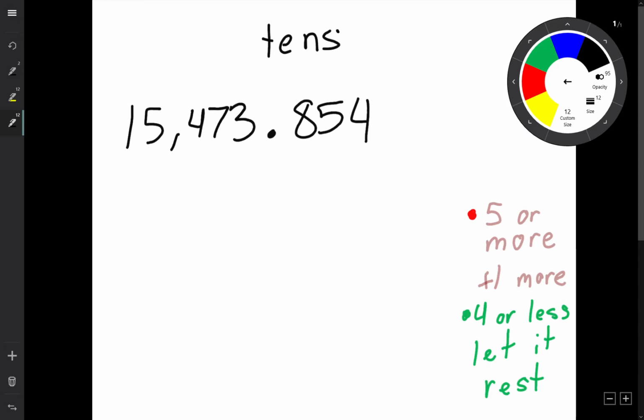Now, in 4th grade, you not only need to know how to round whole numbers, you also have to know how to round decimals, which is the same thing, follows the same rules. You just got to remember your decimal place values.